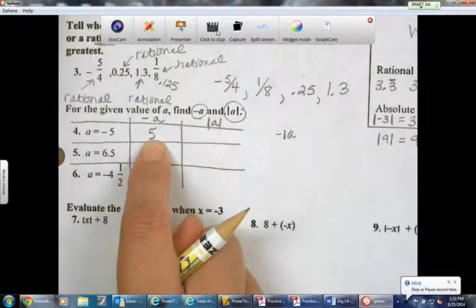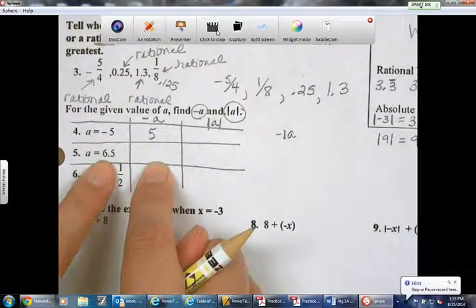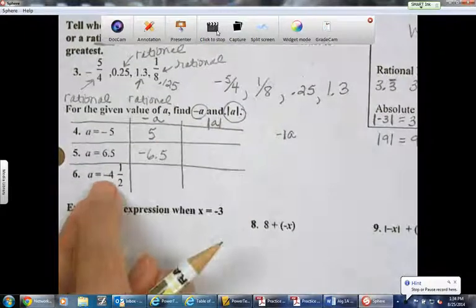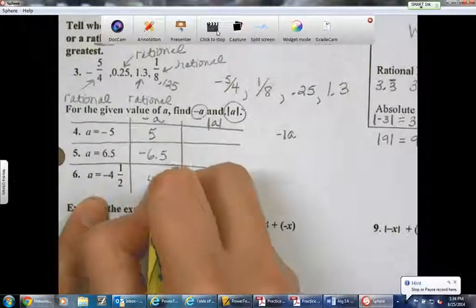What's the opposite of 6.5? Negative 6.5. What's the opposite of negative 4.5? Positive 4.5. Okay? Alright, now we're going to get into absolute value.